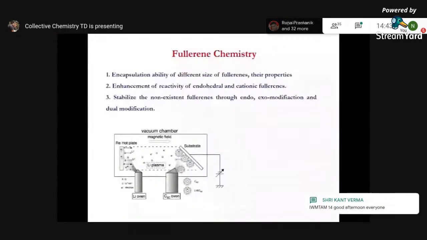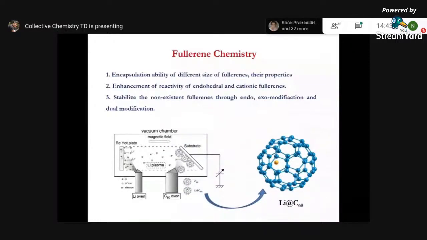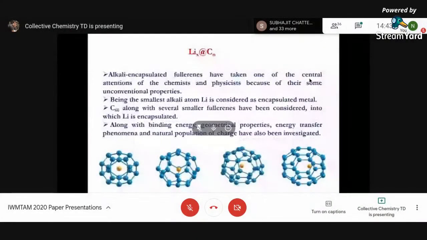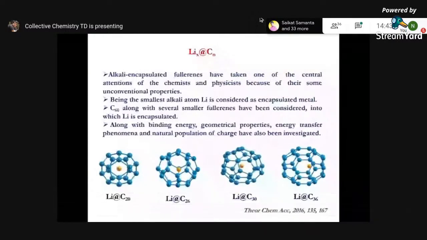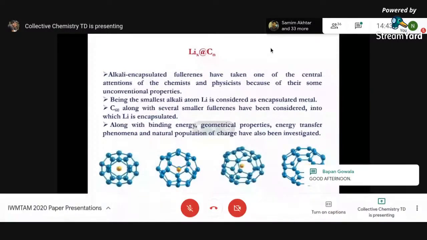Now the fullerene chemistry. Here we are going to observe the encapsulation ability of different sizes of fullerenes and their properties, enhancement of reactivity of endohedral fullerenes as well as cationic fullerenes, and stabilization of non-existent fullerenes through endo, exo, and dual modification. Now, the first work is based on Li at Cn type of fullerene, where we take n equals 20 to 60 and we encapsulate lithium one by one. These are the optimized geometries of the lithium encapsulated C20, C26, C30, and C36.